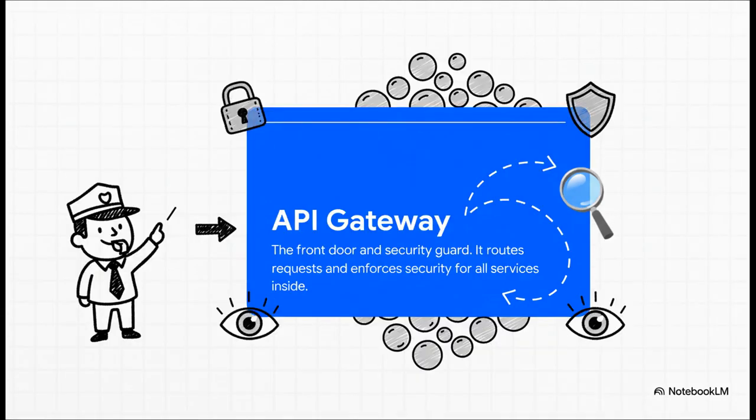After getting directed by the traffic cop, our request finally arrives at the API gateway. Think of this as the official front door and the security guard all rolled into one. It checks your credentials, it makes sure you actually have permission to enter, and it acts as this single, clean entry point to the dozens or maybe even hundreds of different little services running deep inside the application.